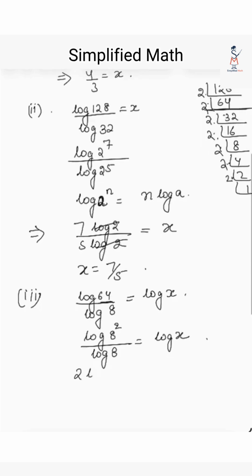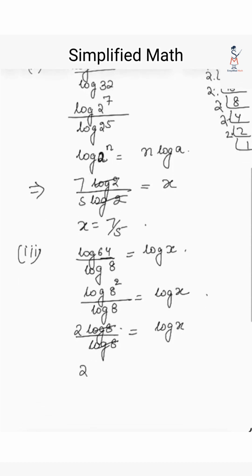So this will become 2 log 8. The power comes in front. We know this rule. By log 8 is equal to log x. Log 8 and log 8 cancel. So 2 is equal to log x. Now what you can do here, we know that if there is no base, the base is 10, right?